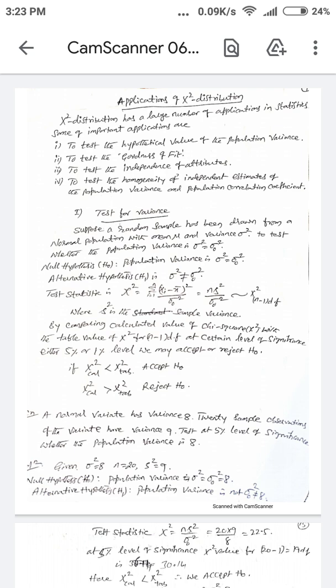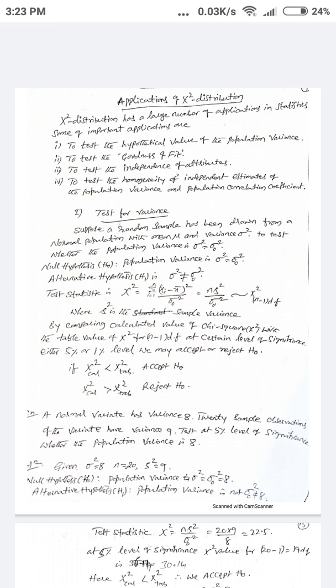and test statistic chi-square equals summation of xi minus x bar square divided by sigma naught square, or this is equal to n S square upon sigma naught square. It follows a chi-square distribution with n minus 1 degrees of freedom. Here S square is the sample variance.